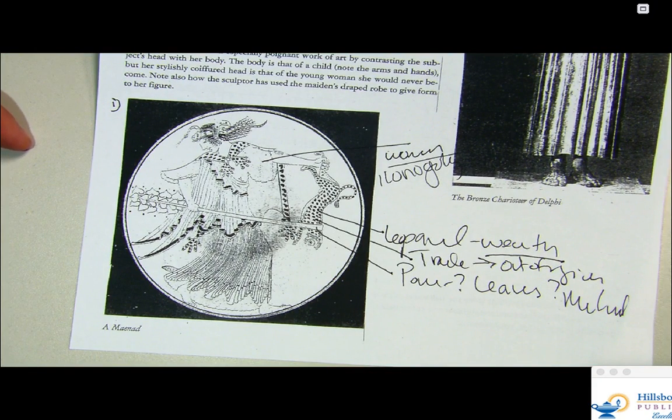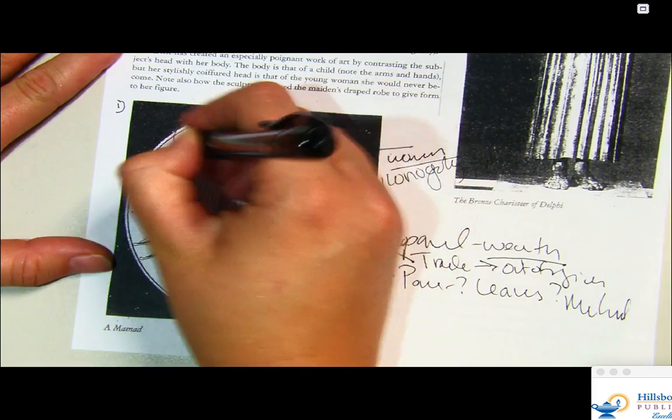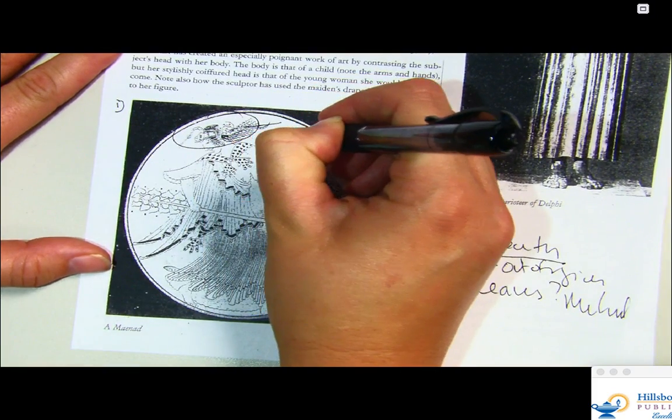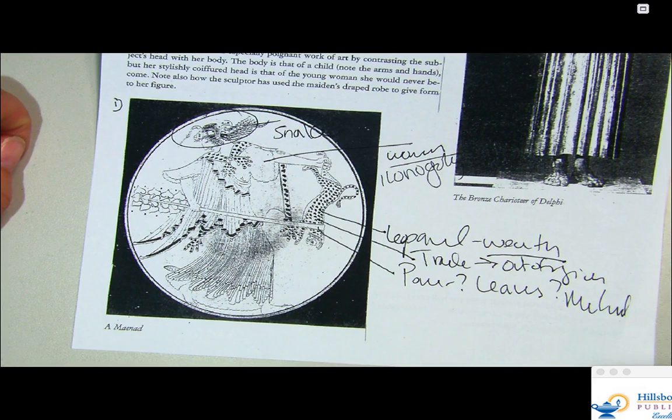What else do we see? Caroline? She's got a snake on her. Yeah, she's got a snake on her head. So there's a snake. What do you think the snake represents? What do you think a snake represents? We have no idea?